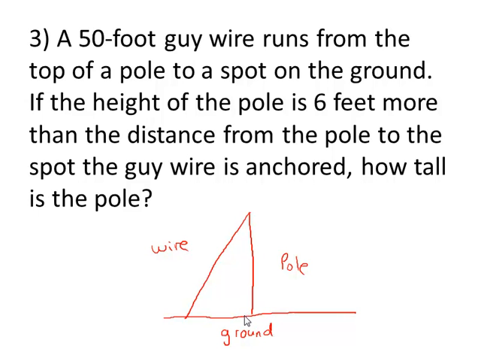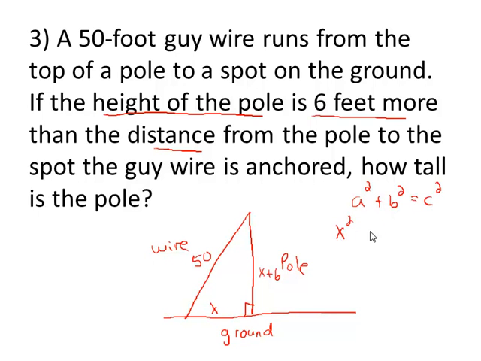Assuming the pole is vertical, this is a right triangle with the ground. And we're told that the wire is 50 feet long. The only other thing we know is that the height of the pole is 6 feet more than the distance on the ground. So if I let the distance on the ground be x, the height of the pole is x plus 6. So in the Pythagorean theorem, the two legs are x and x plus 6, and the hypotenuse is 50.